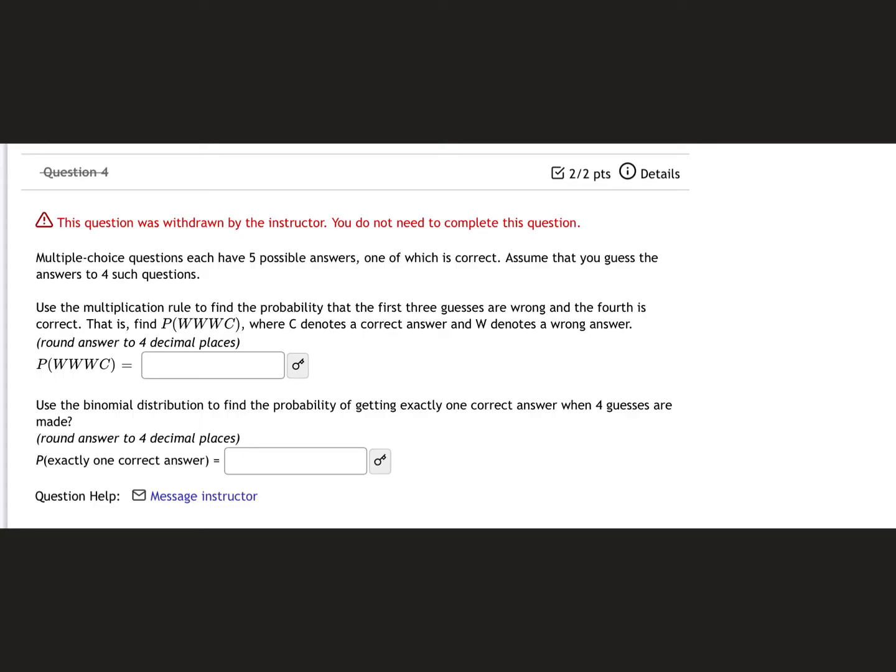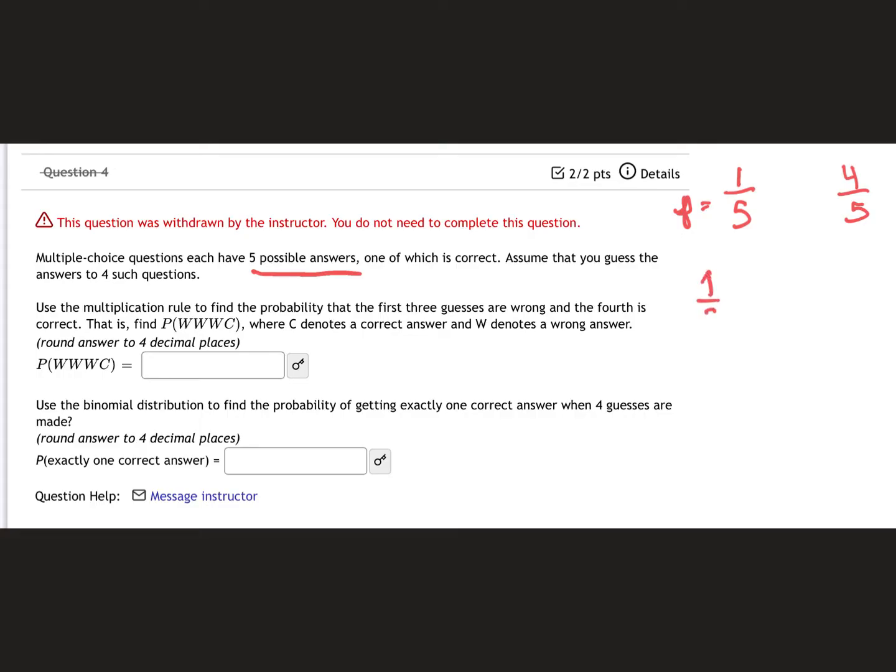All right, so using the multiplication rule, find the probability that the 3 guesses are wrong and the 4th is correct. On this version of the problem, I have 5 possible answers, so my chance of getting it correct is 1 in 5. That means I have a 4/5 chance of getting it wrong. So this is a binomial with a probability of success being 1/5, just FYI for future reference. But we're just going to use the multiplication rule.